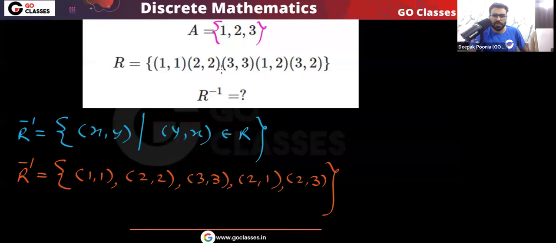Very simple, right? What we are doing to find R inverse, we are swapping elements in all the ordered pairs of R. In every ordered pair, we are just swapping the elements. That's it. We will get our R inverse. Okay, very simple.